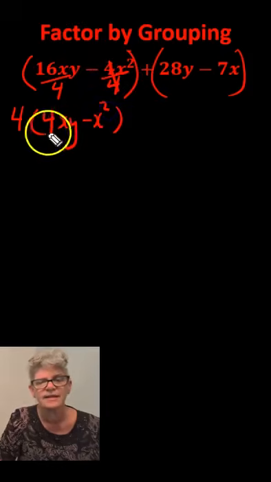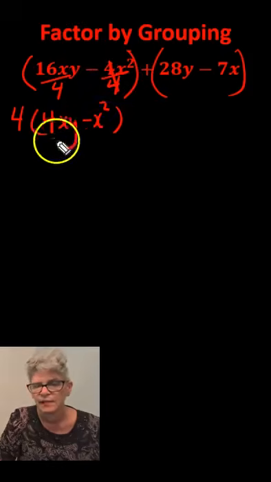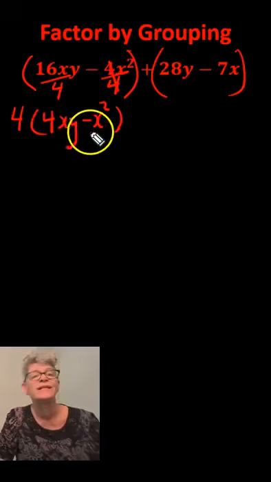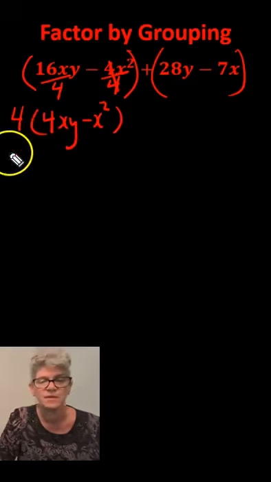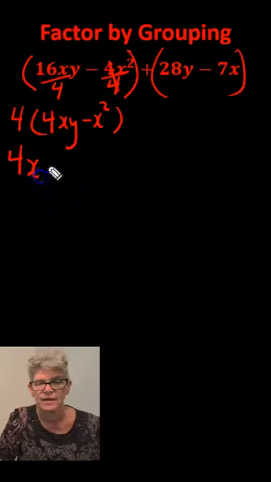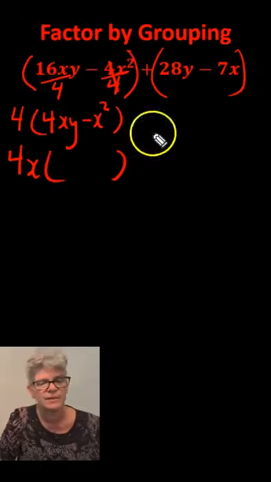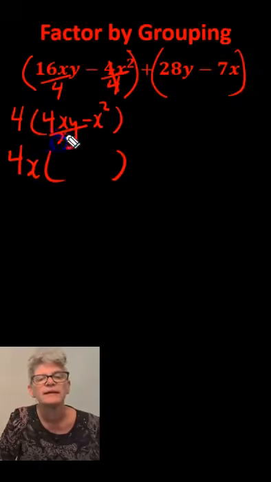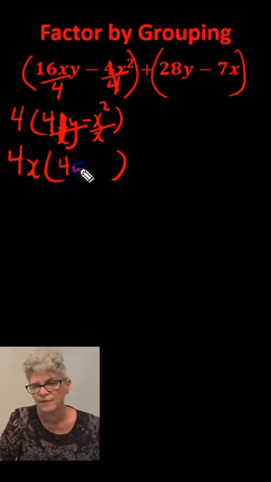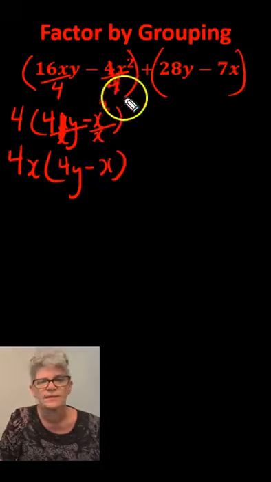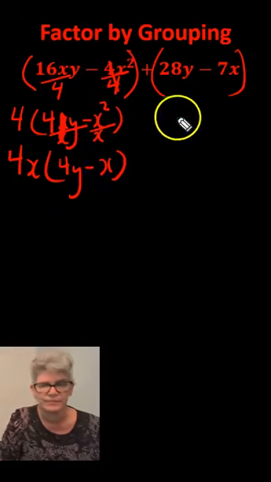I'm not done yet. Now let's look at the letters. And with the letters, we do have an x in common. So I'm going to also factor that out. And then what will I be left with in there? Well, again, if I were to divide each term by x, they'd cancel there, and I'd have 4 times y, and then minus, and x squared divided by x is x. Okay, so I'm done with that first pairing.